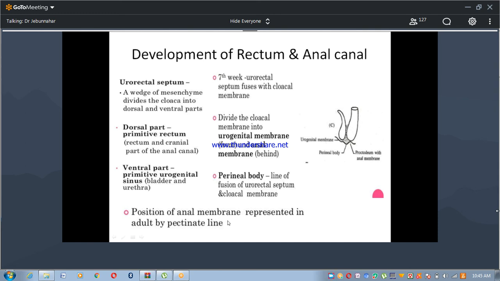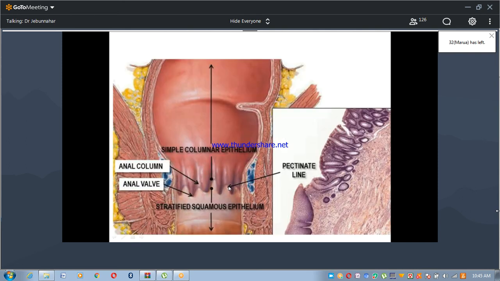The position of the anal membrane is represented in adults by the pectinate line. So, আমরা বললাম যে ectodermal এবং endodermal origin structure meet করে যেখানে anal valves থাকে, সেখানে একটা pectinate line আছে, সেখানে হচ্ছে anal membrane. This is the pectinate line.